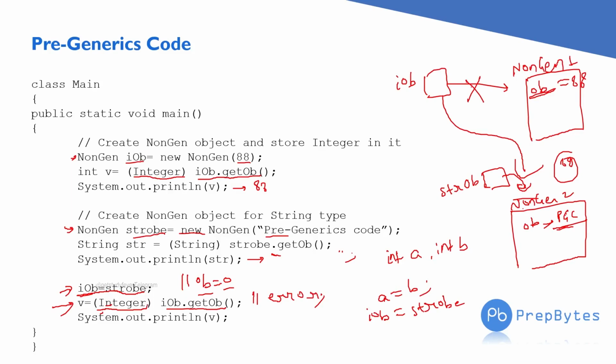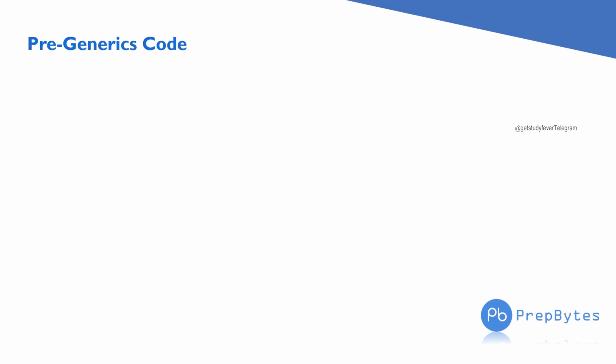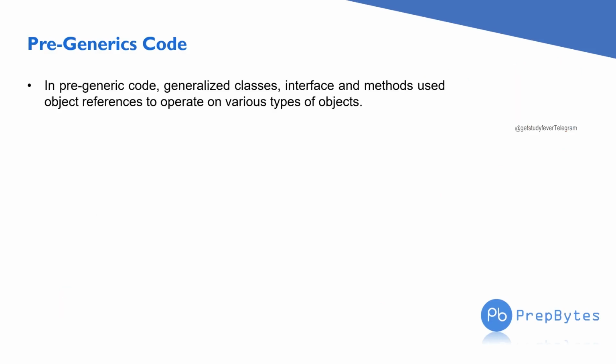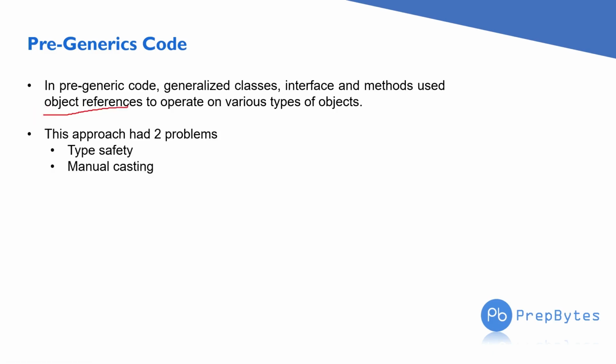So to solve all these types of problems, generics was introduced. In pre-generic code, generalized classes, interfaces, and methods used object references. This was a very important point, because they had to use object references to make the class generalized. There was no other way but to use object references. This approach had two problems: type safety and manual casting.